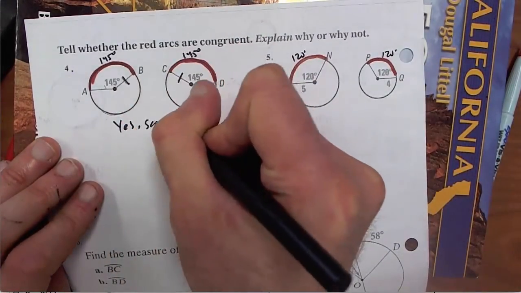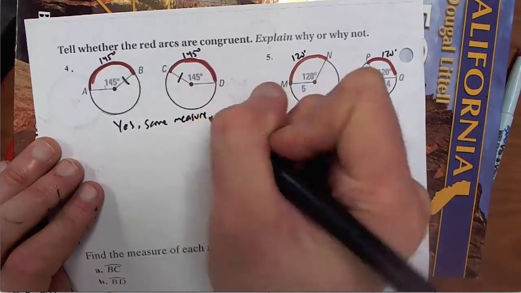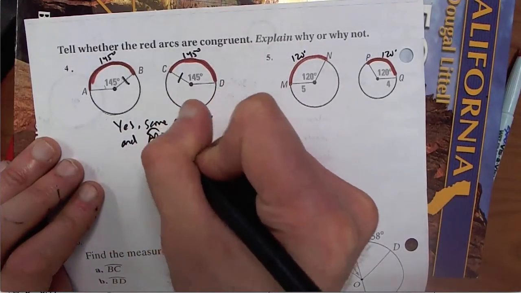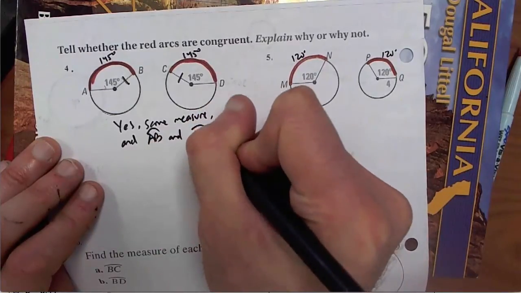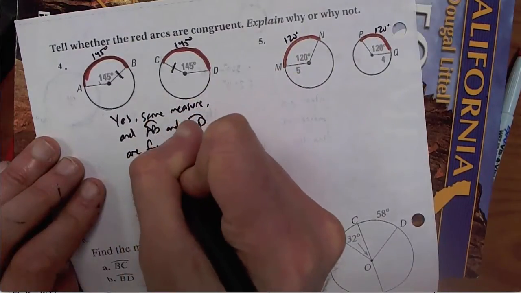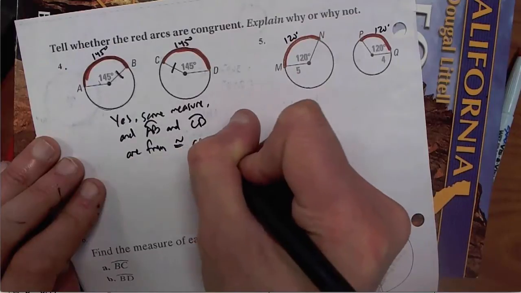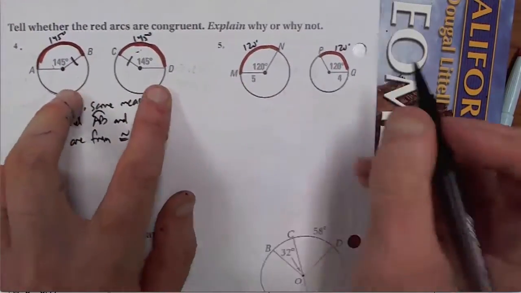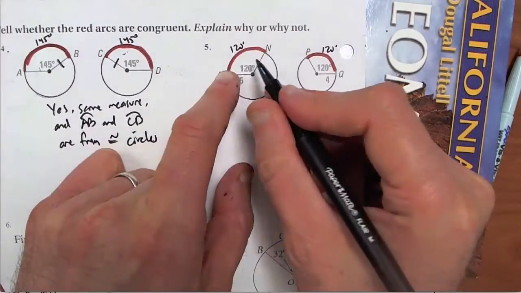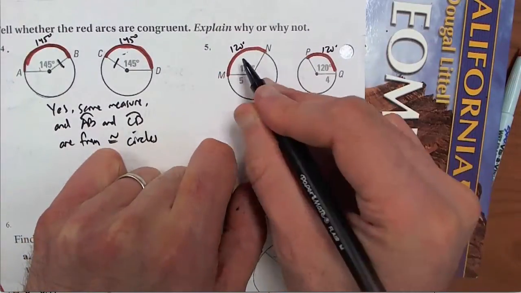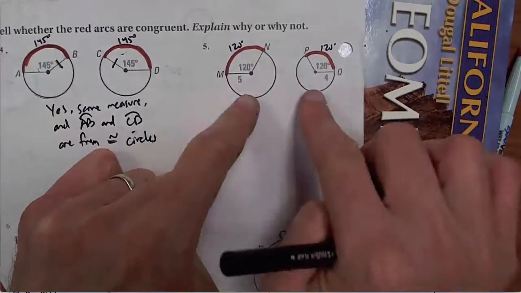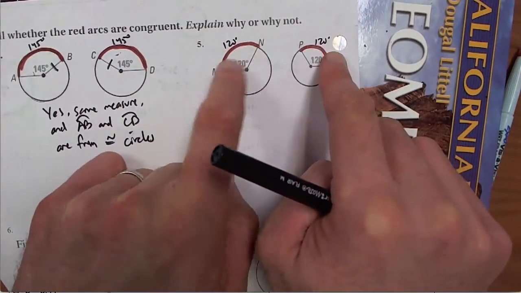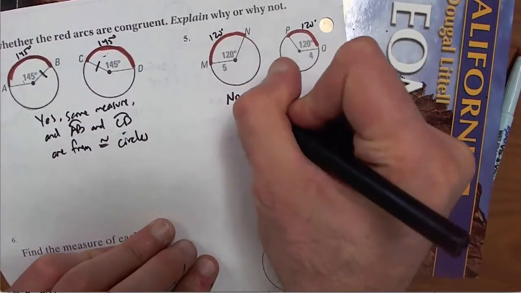Right, they have the same measure, and arc AB and arc CD are from congruent circles. So they're the same fraction of the same sized circle. Whereas these guys, if you look, this is the same fraction. They're both like 1/3 of the circle, right? 120 out of 360. But this is a bigger circle. So this cannot be the same length as this. So we can say no.